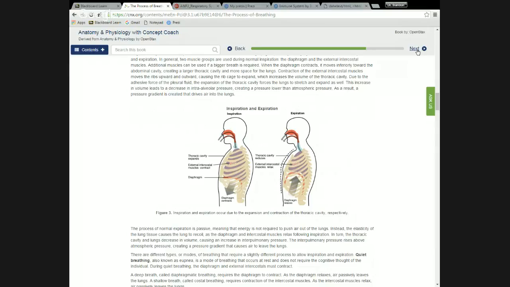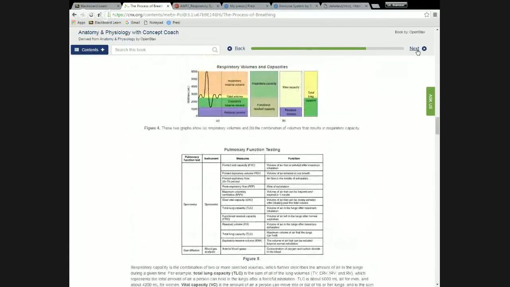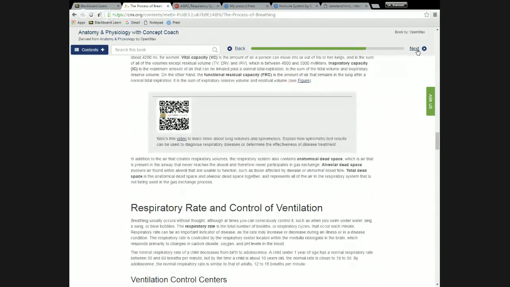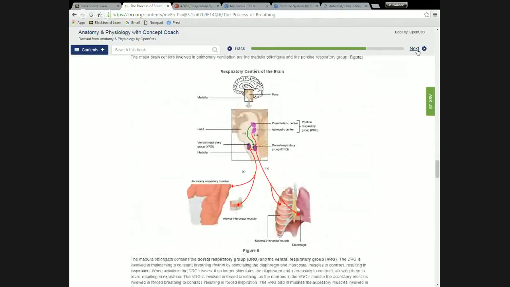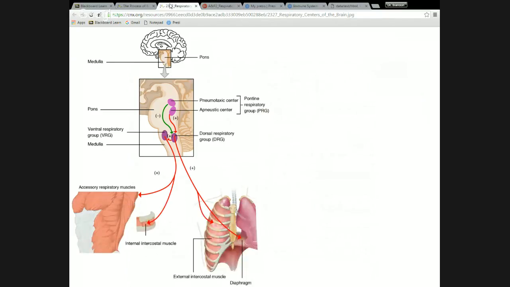It's just changing the volume of the lungs changes the pressure so that air rushes in down a pressure gradient when your lungs expand, and air rushes out of your lungs because of a pressure gradient when your lungs recoil. Okay. And that's just basic driving mechanics of ventilation. We looked at this graph in lab. We did the spirometry thing in lab. This picture depicts the parts of the nervous system that are responsible for controlling breathing.